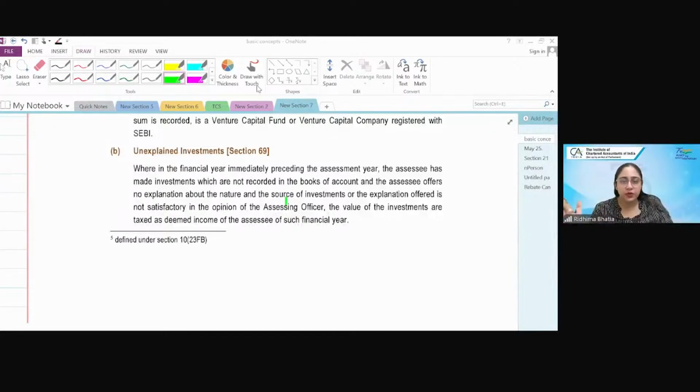Some investments are found in your name. It is not in your books of accounts, and then you do not give a sufficient explanation about the nature and source of the investment, or the explanation offered by you is not satisfactory, then that unexplained investment shall be taxable as the income of that particular financial year.